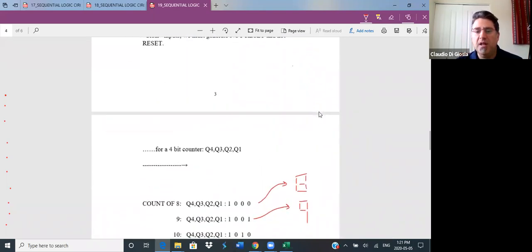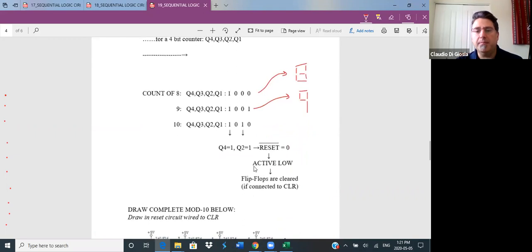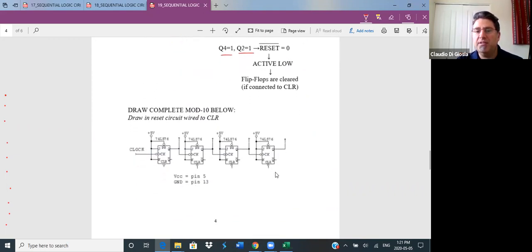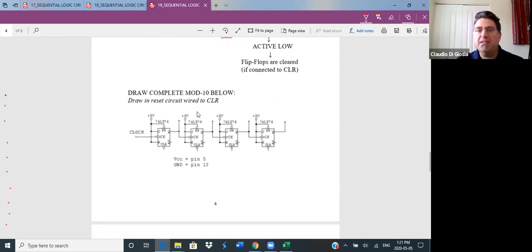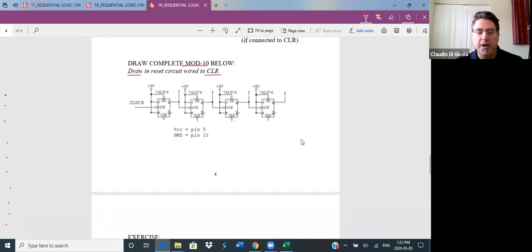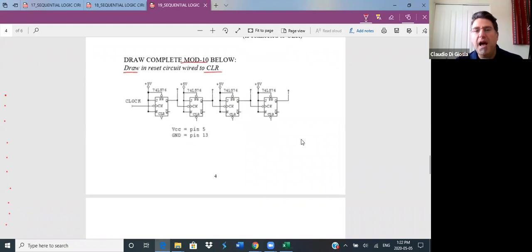I know it's a lot to take in at first, but when Q4 is a 1 and Q2 is a 1, which is basically when we get to 10, I'm going to get an active low with my NAND gate, and it's going to clear my circuit. Now, this is the complete mod 10 circuit, but I want you to draw the clear. Well, I don't need you to draw it. I need you to copy what I'm going to draw.